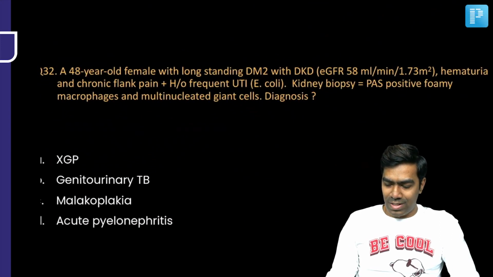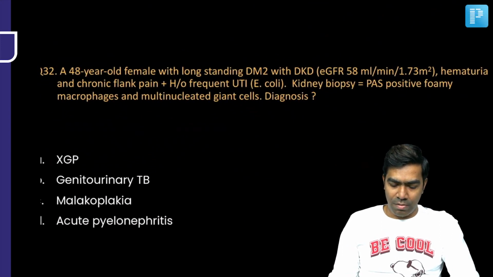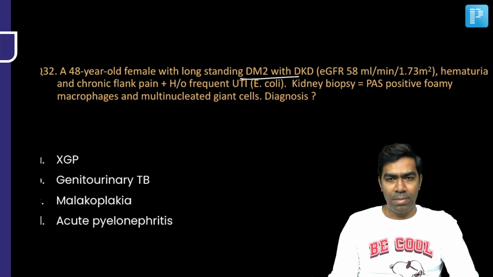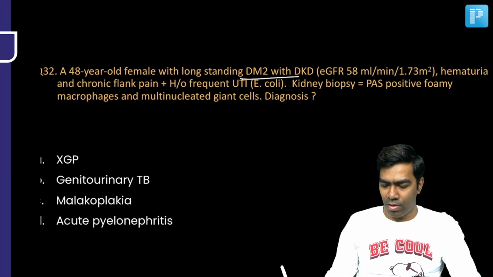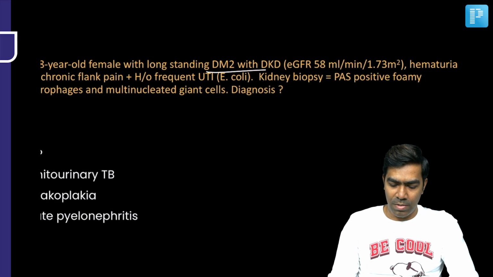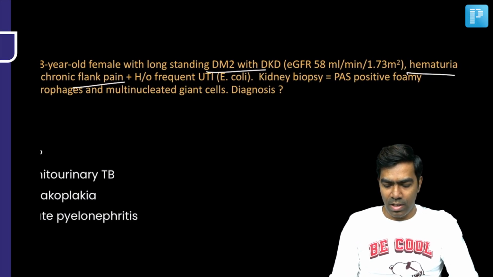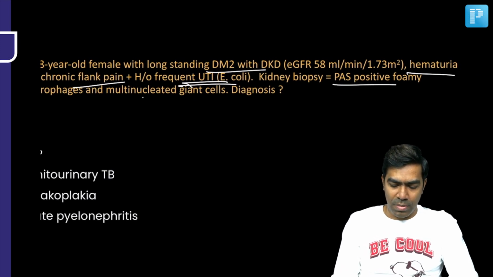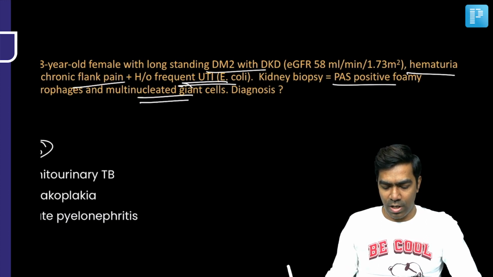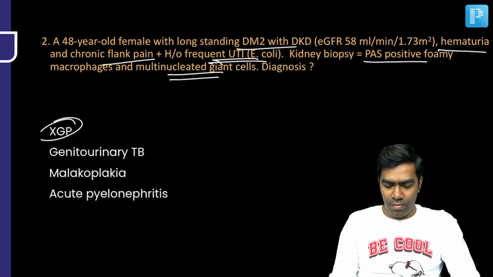And what about question 32? You have a 48-year-old female with long-standing diabetes and diabetic kidney disease with an eGFR of 58. Patient is having hematuria and chronic flank pain and history of frequent urinary tract infection with E. coli. Kidney biopsy shows PAS-positive foamy macrophages and multinucleate giant cells. What is the diagnosis? That's again a straightforward diagnosis. Answer is xanthogranulomatous pyelonephritis.